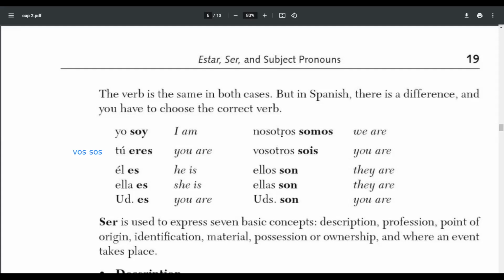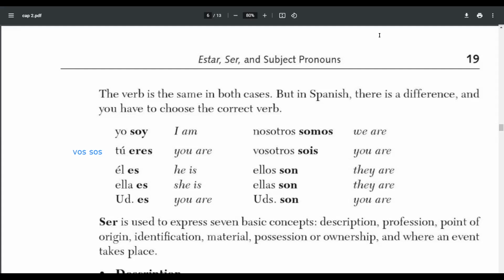And then nosotros or nosotras, for women only, somos. Nosotros, nosotras, somos. Vosotros, vosotras sois, used in Spain. And ellos, they, or ellas, for women. Ustedes, son. So those are the conjugations. Soy, eres, sos, él, es, perdón, somos, sois, y son. So once again, remember that he, she, and you formal, and it is the same. Es. They and you plural is son.